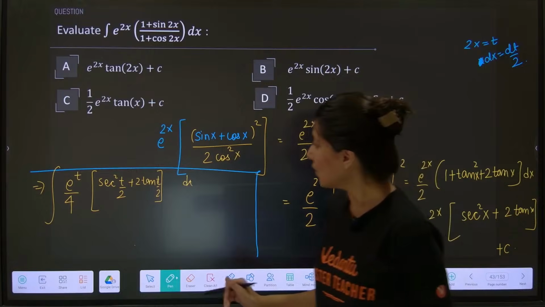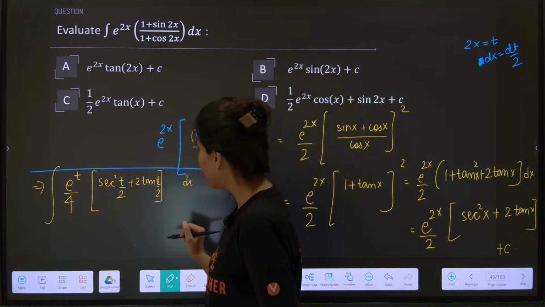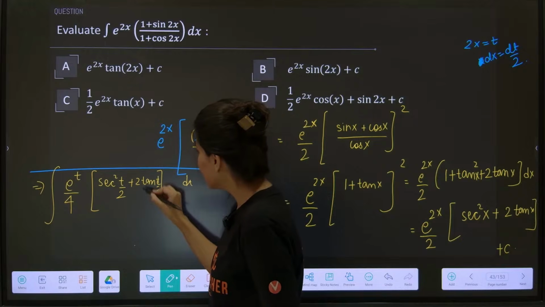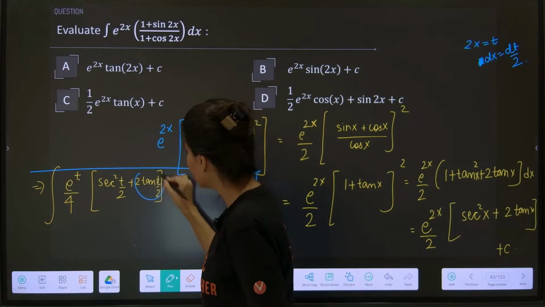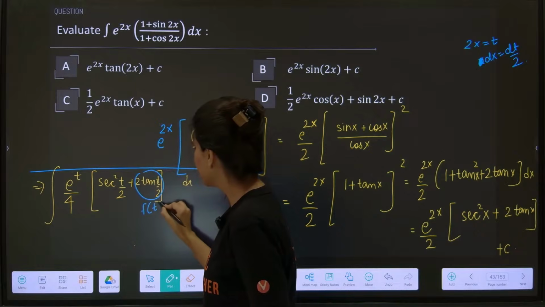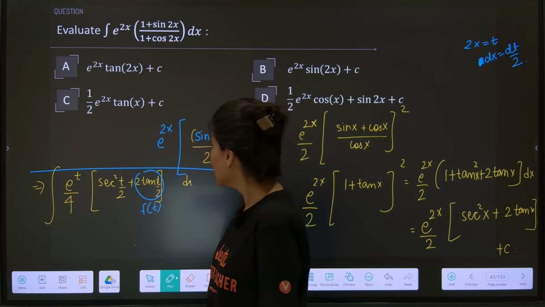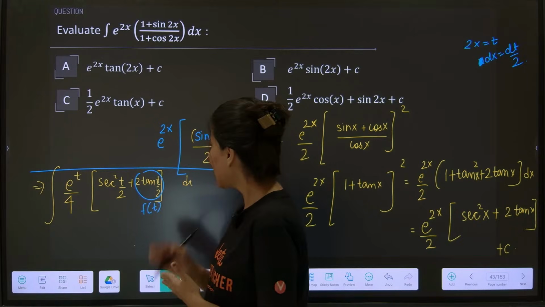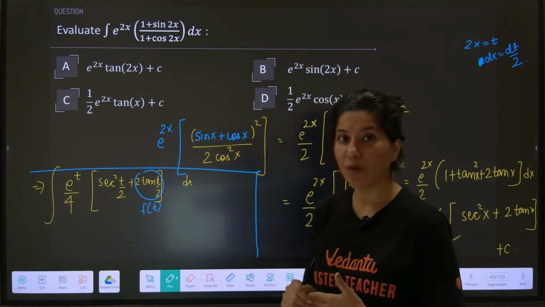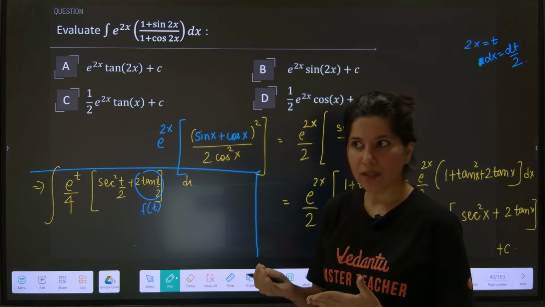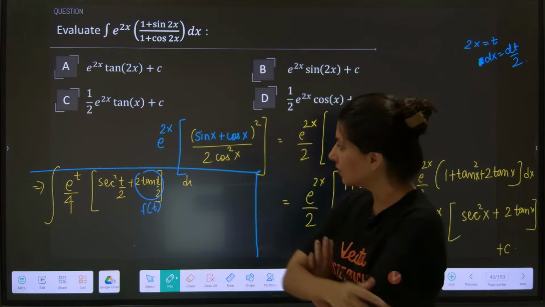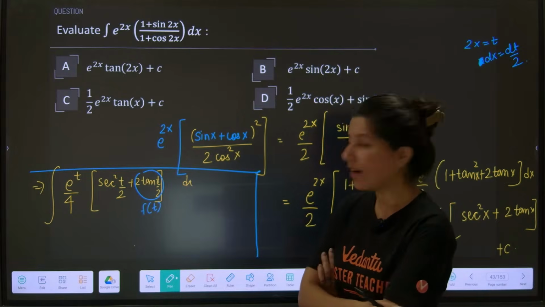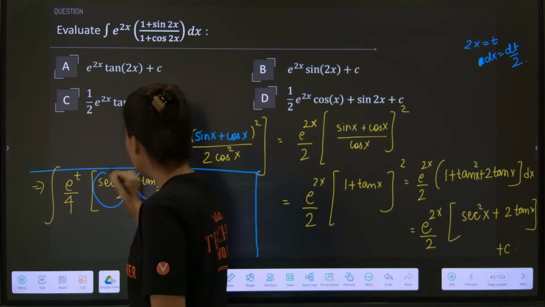Okay, now understand, if this is my function f of t, what is the differentiation? Ma'am, differentiation of tan theta is sec square theta. So 2 tan t by 2, differentiation will be what? Ma'am, 2 sec square t by 2 into half, the 2s cancel. So this whole thing will be f dash t.